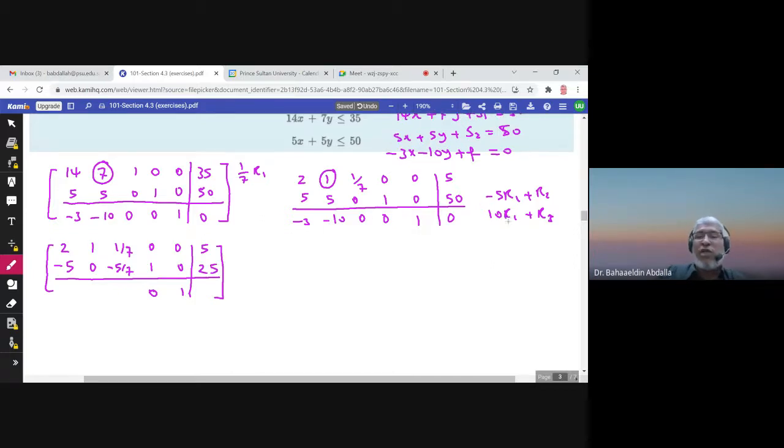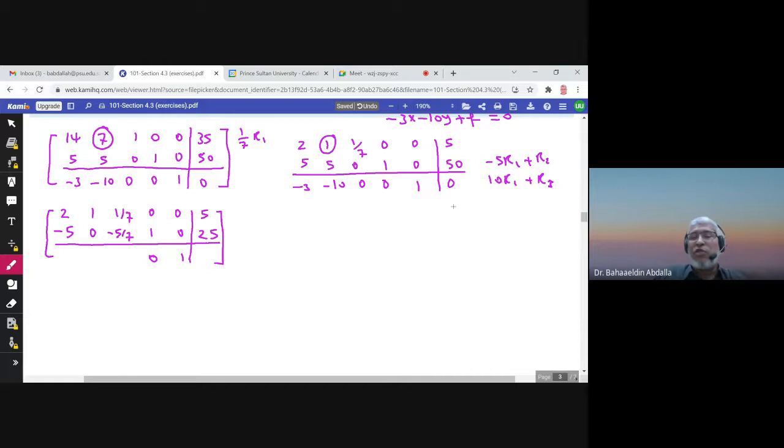Let us do the next operation. 20 minus 3 is 17. 10 times 1 is 10 minus 10 is 0. 10 over 7. And 10 times 5 is 50. Now this is a new matrix, and it's immediately a final matrix because all the indicators are positive.